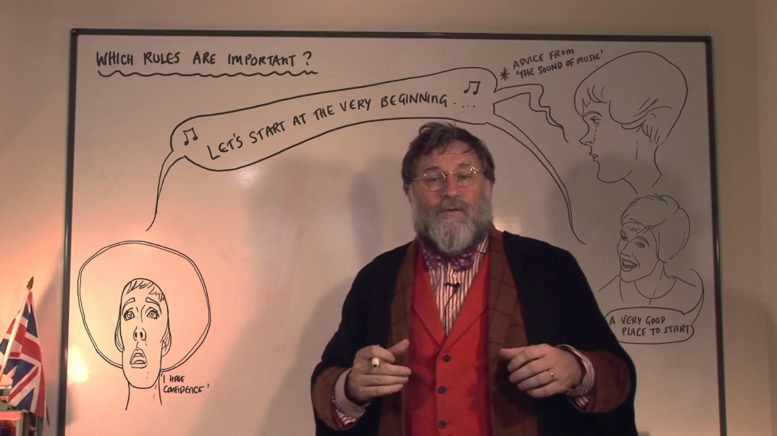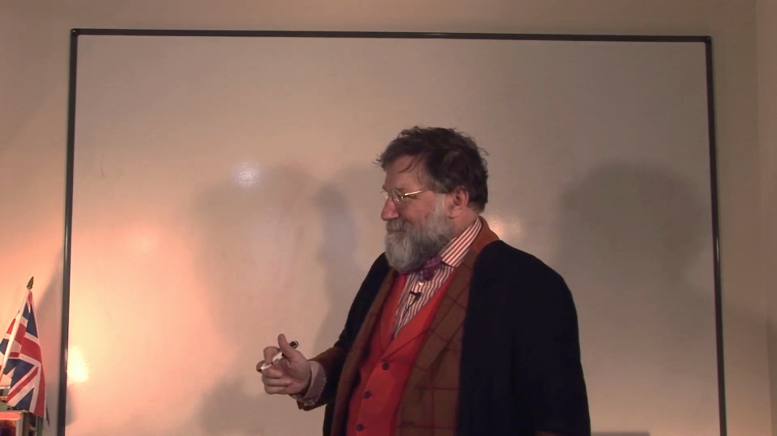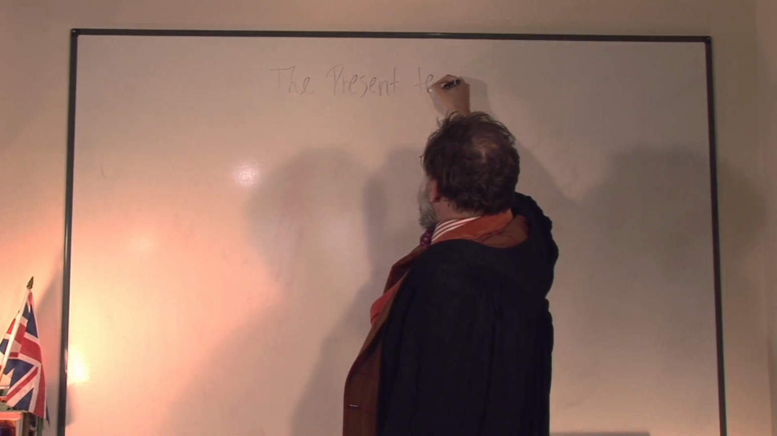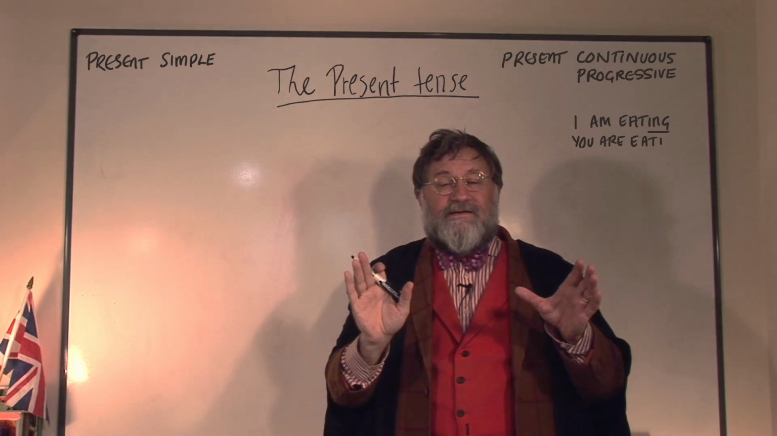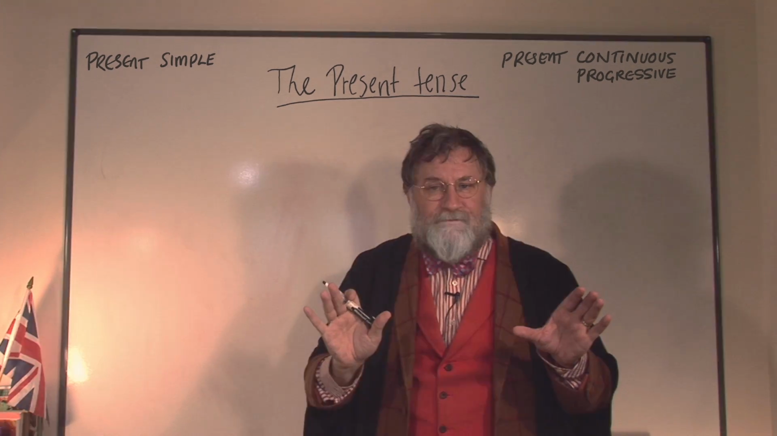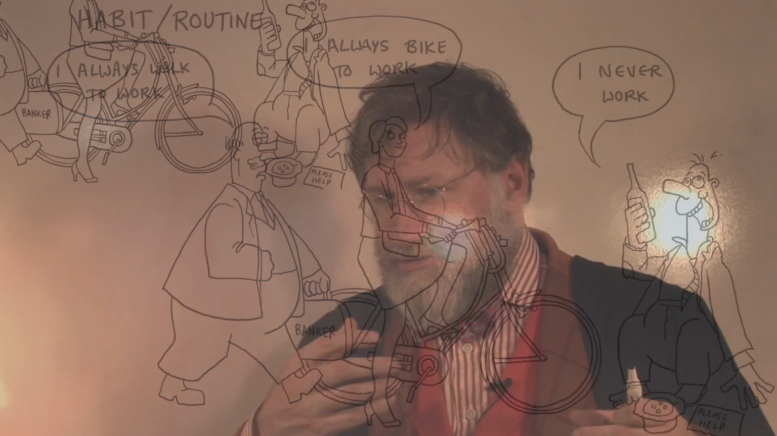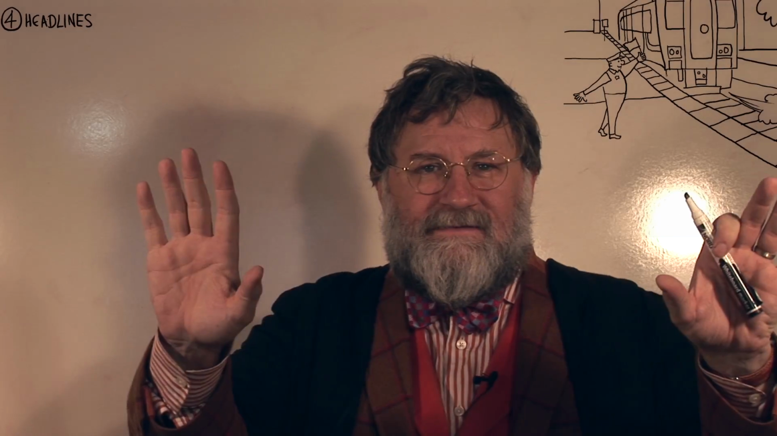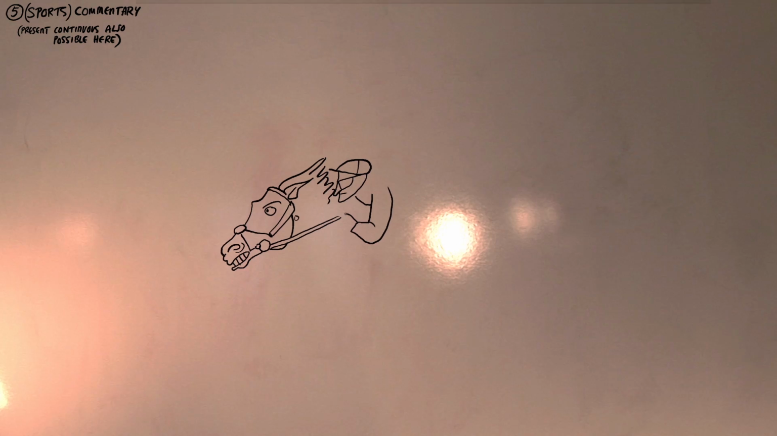Now, the first lesson, we're going to start, as Julie Andrews in The Sound of Music would say, at the very beginning with the present tense. The present tense comes in two forms, the simple present and the present continuous, sometimes called the present progressive. We use the present tenses when we're looking at things like habit, routine, timetables or schedules, or if we're in America, schedules, exclamation. Headlines in newspapers often use the present simple, and commentary, particularly sports commentary, the horses at the final furlong.